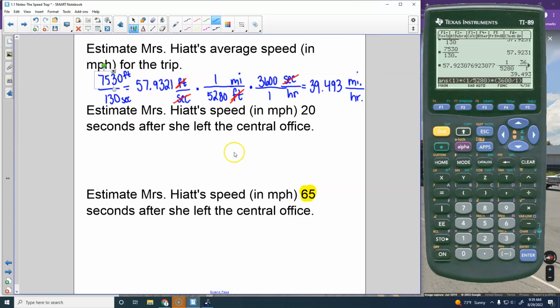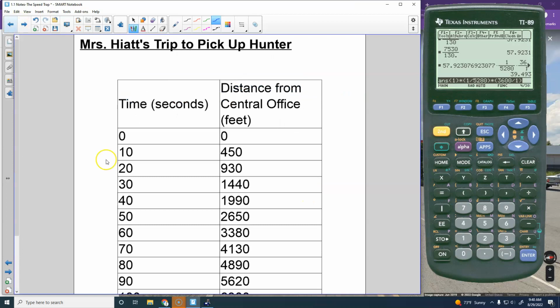So what we're going to do is estimate my speed at 20 seconds and at 65 seconds. Okay? So at 20 seconds, if we look at that table, 20 seconds is right here. What we do not want to do is say I had gone 930 feet in 20 seconds, because that would give me my average speed for the first 20 seconds of the trip. I was probably going slower there because I was just taking off, right? So I was going slowest from 0 to 10, and at the end where I was slowing down.